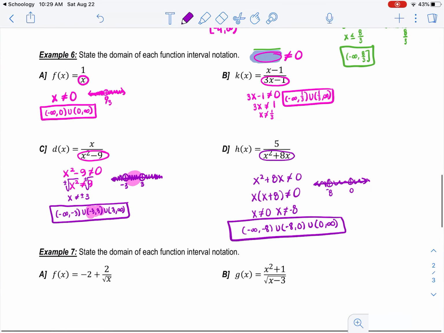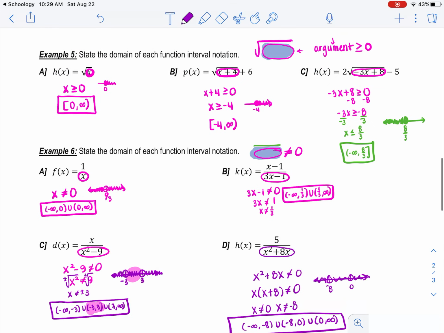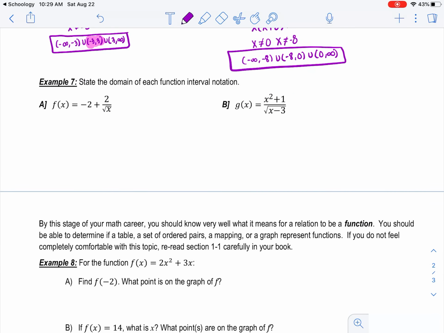Okay? All right, so far what we've done, just to summarize, is this: if you have a square root, there are restrictions. If you have a denominator, there are restrictions. Now, if you look at right here, we have square roots in the denominator, so there's definitely restrictions.